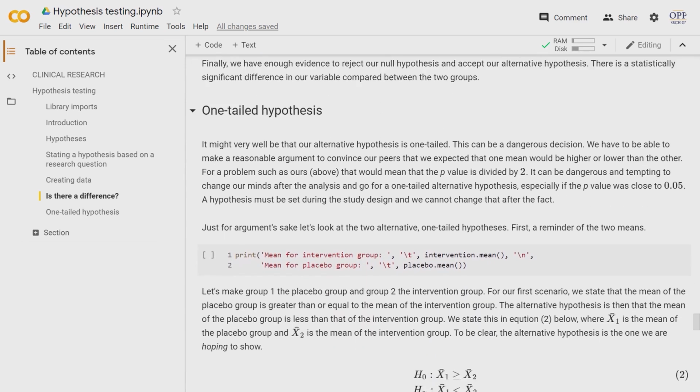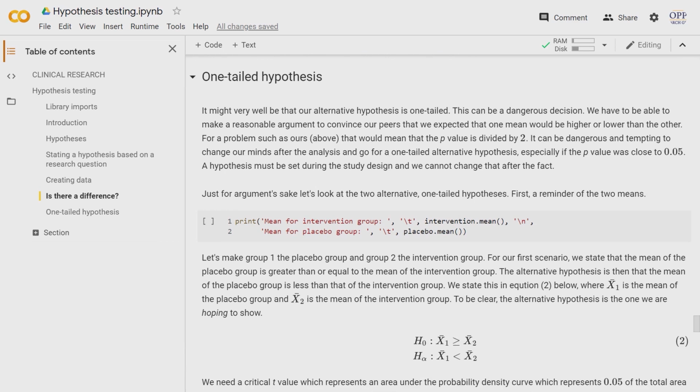Now, I'm always reticent to add these when I do lecture on this, and that is the one-tailed hypothesis. These are very dangerous things, but you've got to know about them. So we might have two other scenarios where we don't have a two-tailed alternative hypothesis, where we just say that, well, there is a difference between the two, but we don't really care which one is higher or lower. Usually we really do care.